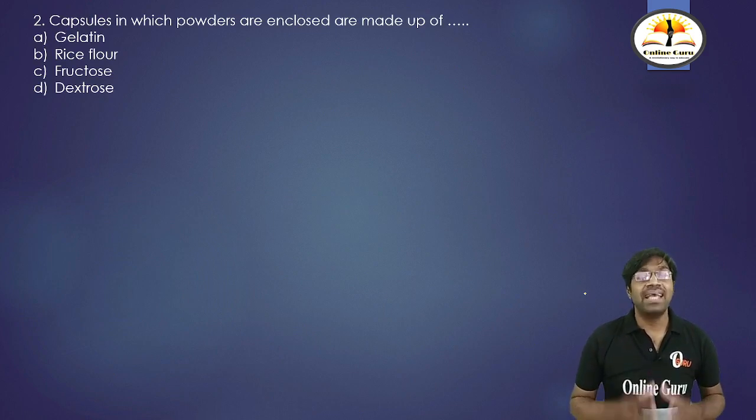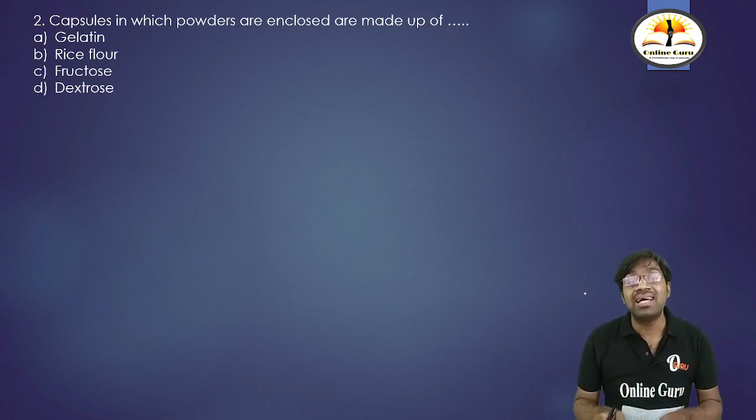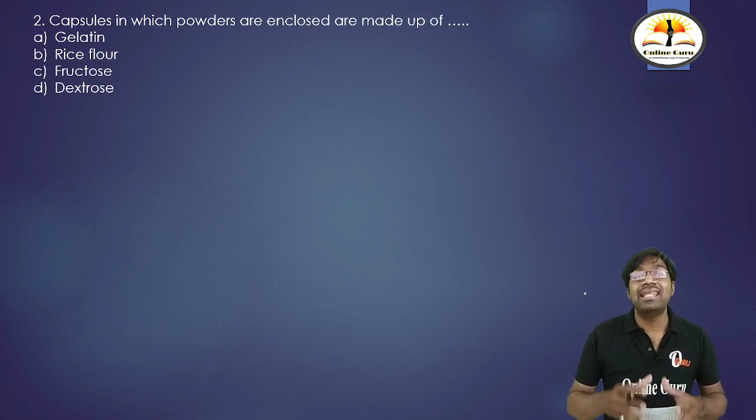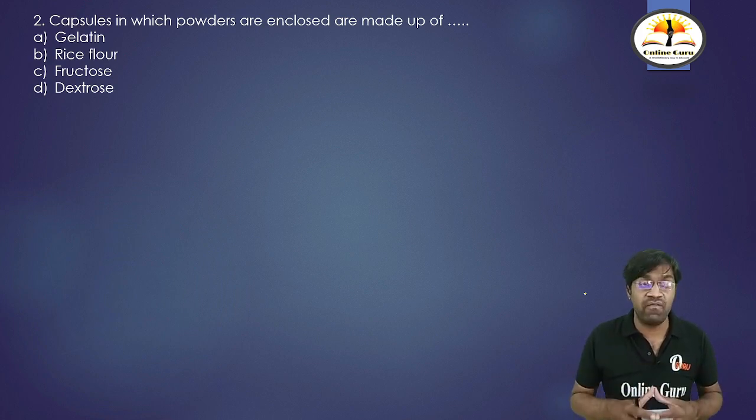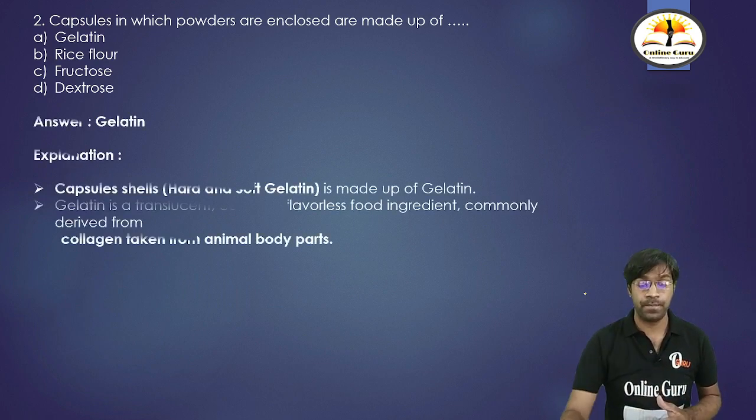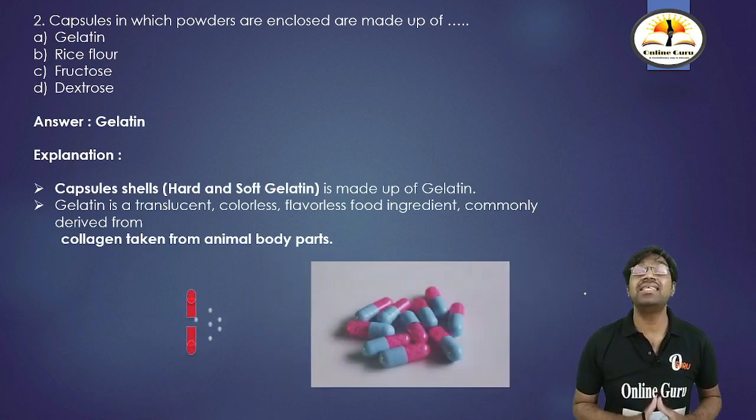Second question: capsules in which powders are enclosed are made up of? Meaning, the outermost shell of the capsule, what is it made up of? A is gelatin, B is rice flour, C is fructose, D is dextrose. The right answer is gelatin.